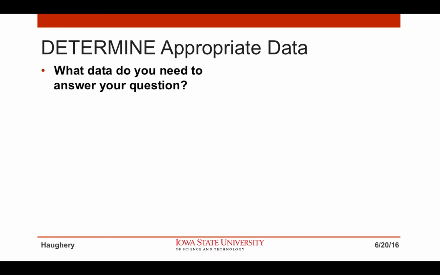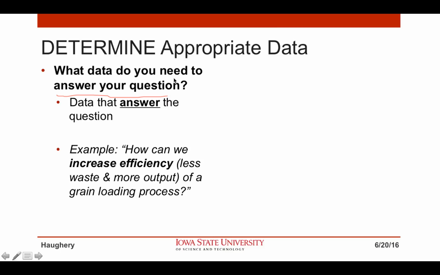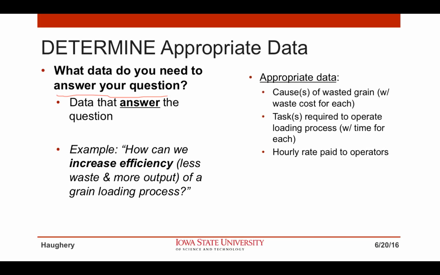Turning to appropriate data. This is really the meat of what we use to make our analysis. We build our analysis on data. What data do you need to answer your question? That is probably the key here. The data always has to point back to the question that we're asking. An example here: how can we increase efficiency? So we're trying to increase efficiency, less waste, more output of a grain loading process. So examples of good appropriate data could be causes of waste grain.